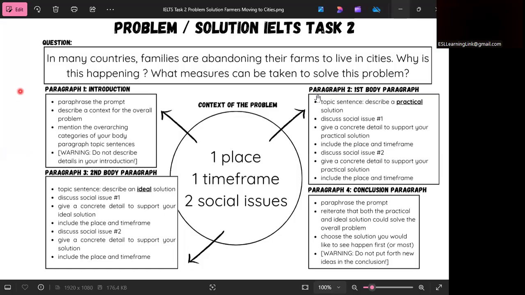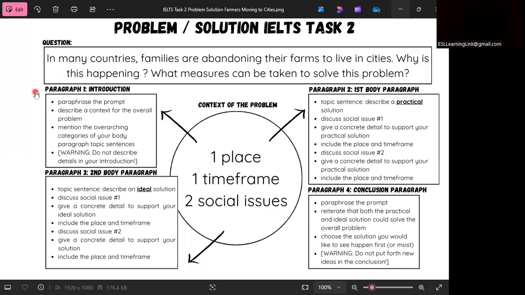Welcome to IELTS Task 2 Problem and Solution Essay Writing for Advanced Learners. This is for people who would like to score 7 or higher on their IELTS exam. The question is, in many countries, families are abandoning their farms to live in cities. Why is this happening? What measures can be taken to solve this problem?